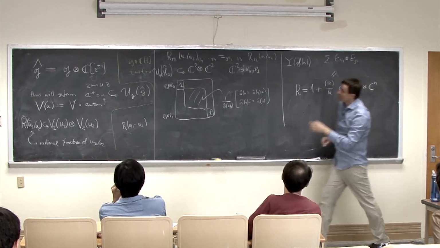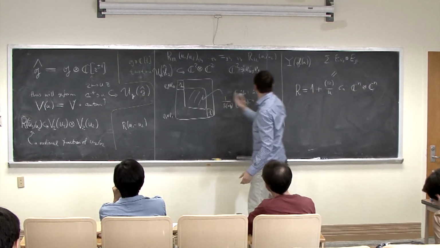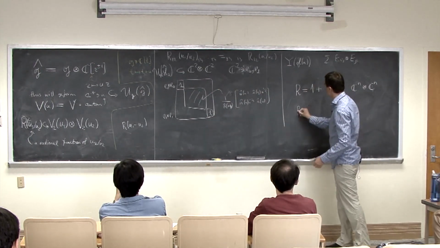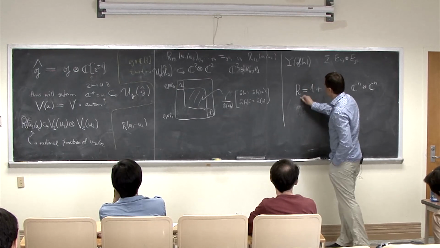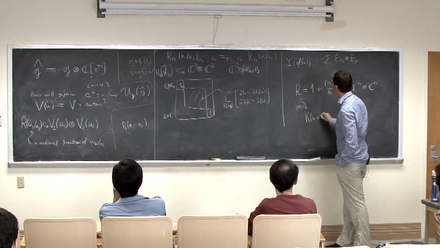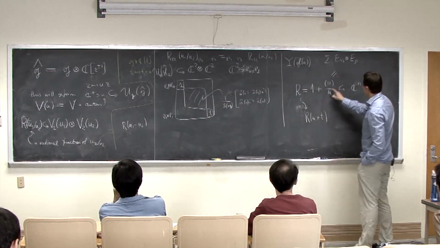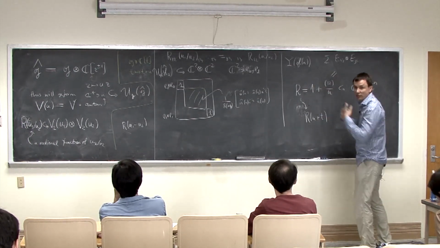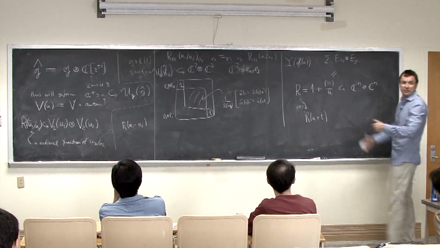But if you move your representation, if you take this R of U and shift U plus some constant, then of course this expansion will be non-trivial, and then all the higher things in the Yangian will act non-trivially.